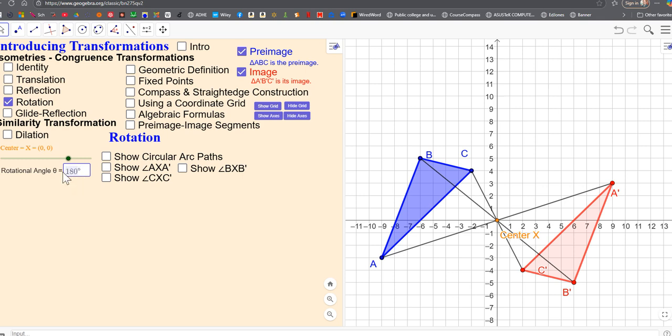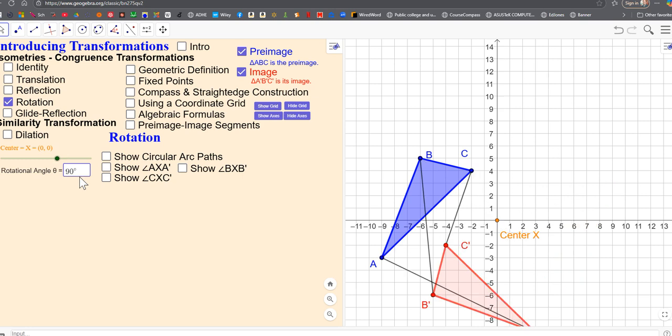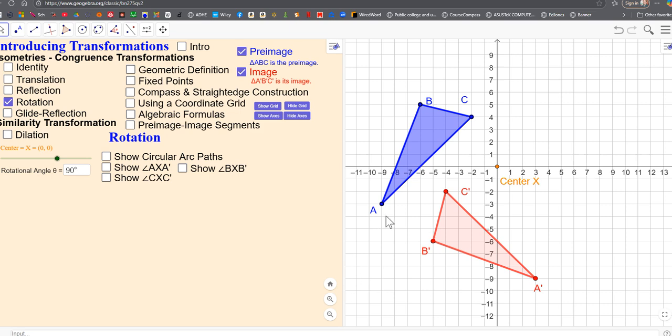Okay, what if we go 90 degrees? Now these are not as useful. Now what's happening here? A again is left 9 and down 3. A prime now is right 3 and down 9. Look at B. Left 6, up 5. B prime, left 5, down 6.